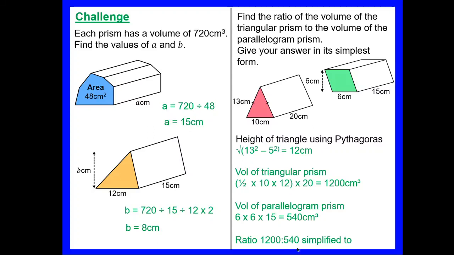So for instance, they both have a 0 at the end, so I could divide by 10 to get 120 and 54. 120 and 54 are both divisible by 2, so I could divide that by 2, which will give me 60 and 27. And then we can divide that by 3, giving us 20 to 9. Okay, so we're dealing with ratios, remember, dividing both sides by the same number until we get to numbers where we can't divide any further. So that's quite a challenging question there to finish off with.